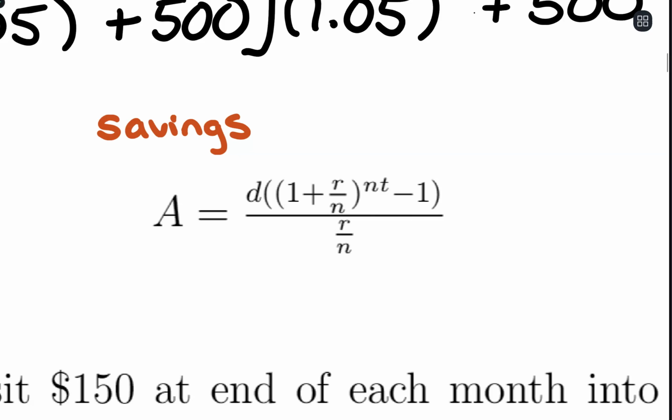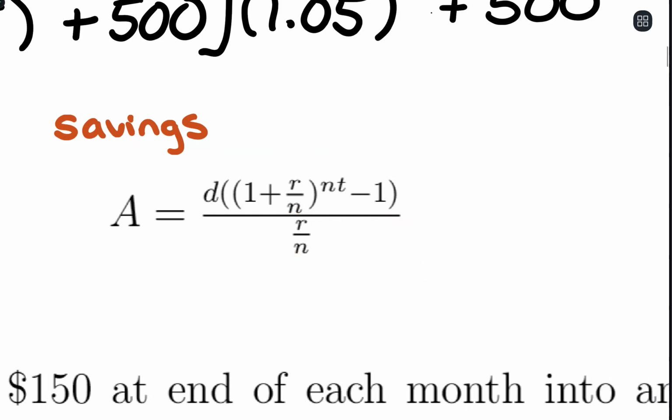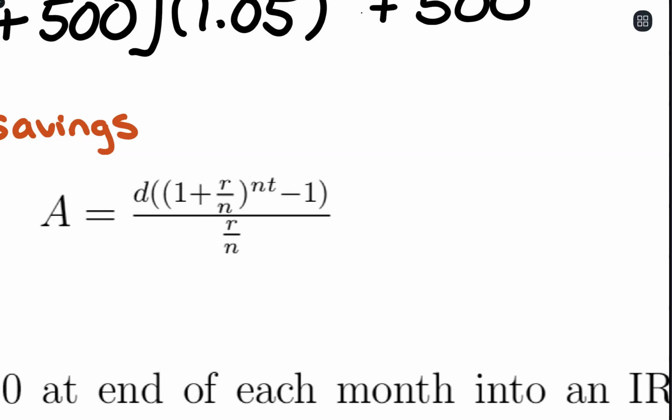We have A equals, and then we have this big numerator and denominator. In the numerator, we have D times, and we're going to need two sets of parentheses here, 1 plus R over N, close those parentheses with an exponent of NT, minus 1, closing those parentheses, all over R over N. So what is all this notation telling us? A is going to be the account balance. So that's going to be how much money we have in our savings.